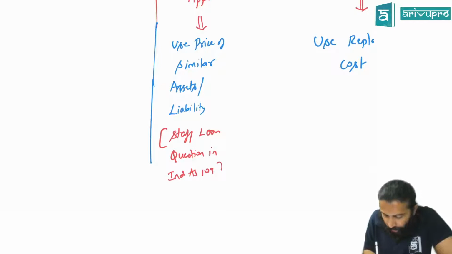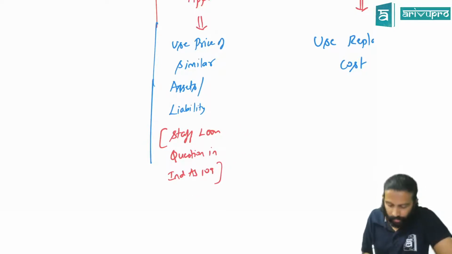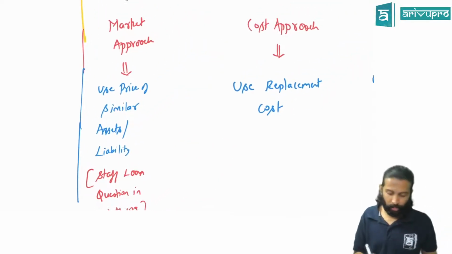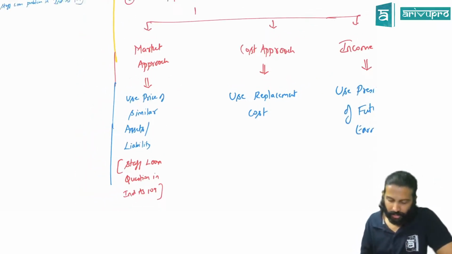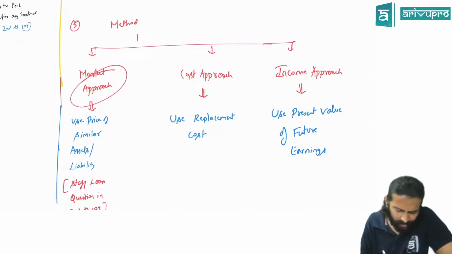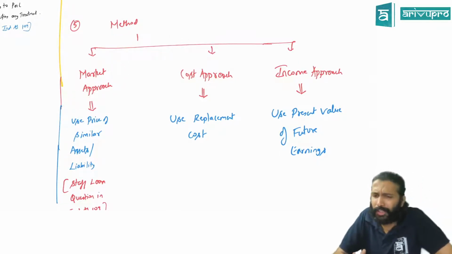In the financial instruments topic, we have done this question. The method in which you found out that fair value is what we call the market approach. Market means similar only, no sir. You will use similar data and find out the fair value. That's the only way in the market approach.